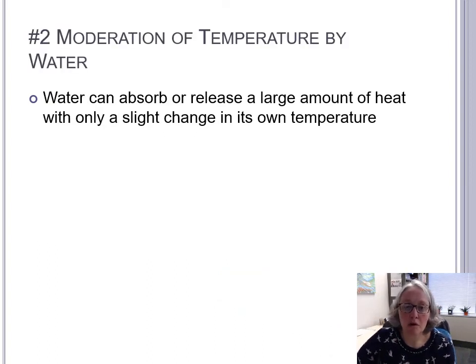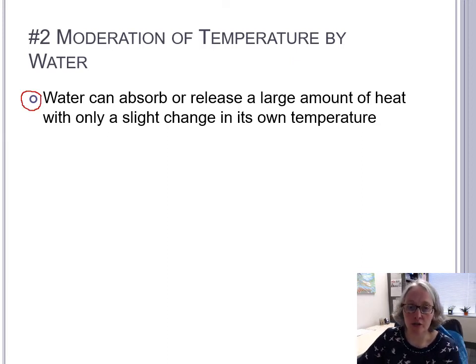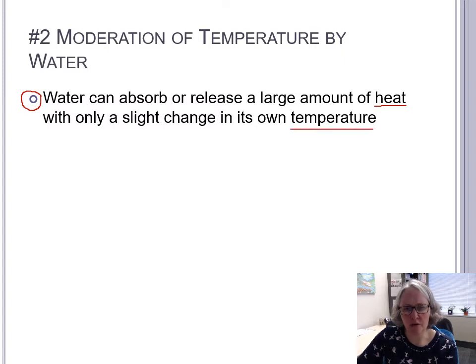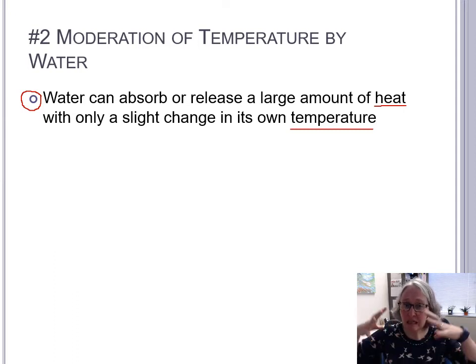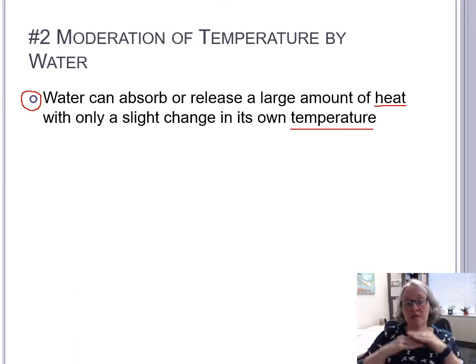The second emergent property of water is that water is able to moderate temperature. As we think about this, we can say the following, this bullet point right here. Water can absorb or release a large amount of heat with only a slight change in its own temperature. So obviously I mean something different here by the word heat than I do by the word temperature. Thinking about it again, water can absorb a lot of heat, but its temperature will just change a little teeny amount.